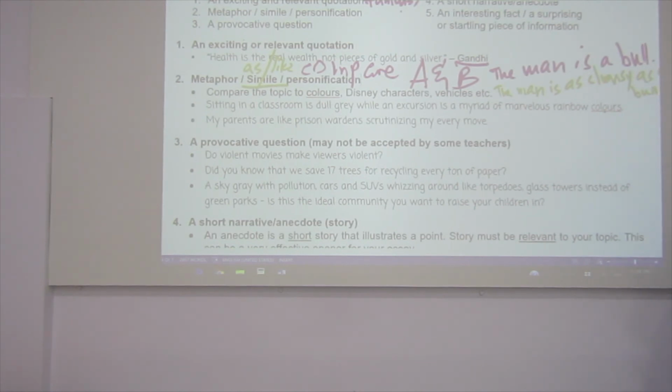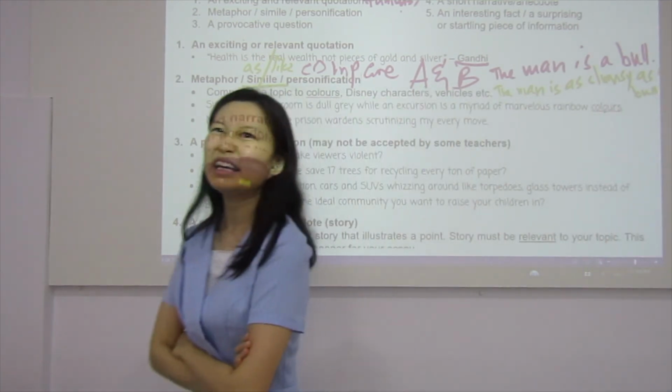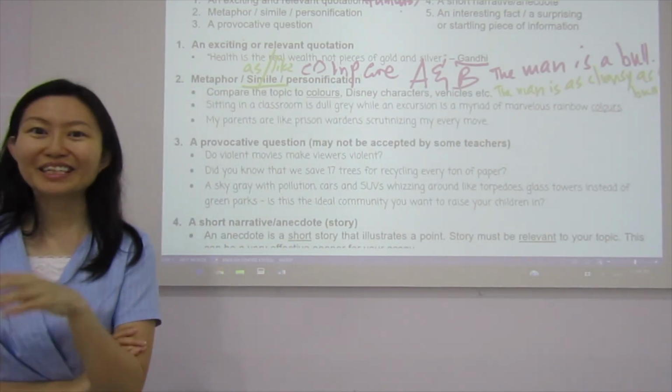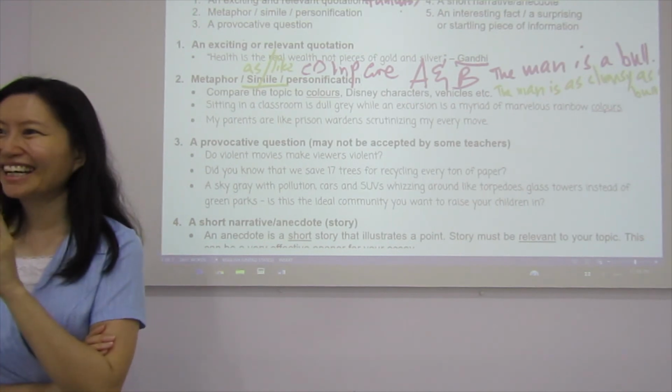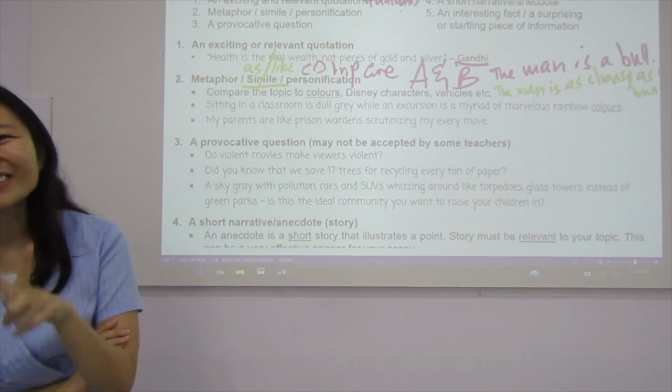Can. Or the man is like... what? Yes, like a clumsy bull. Very good. Yes. You can even say the man is like a bull. That works too. For example, if I say my brother is a pig, am I using a metaphor or am I using a simile?